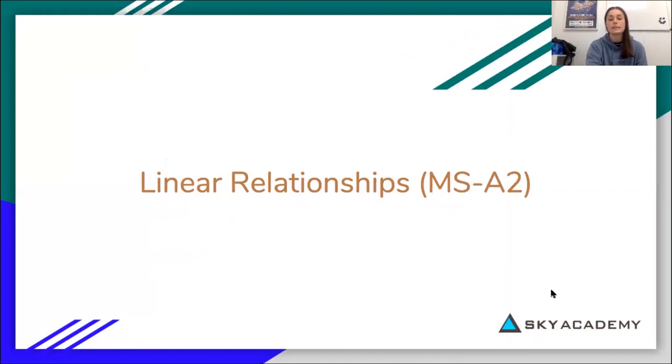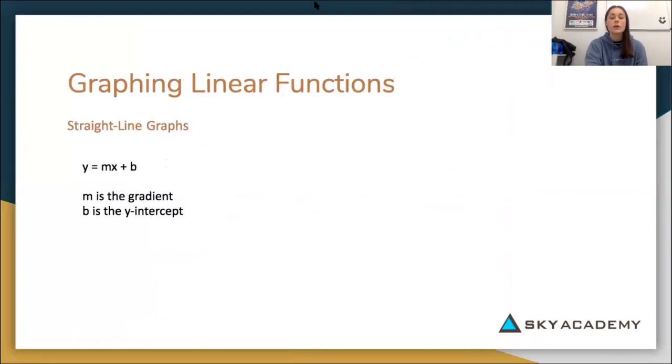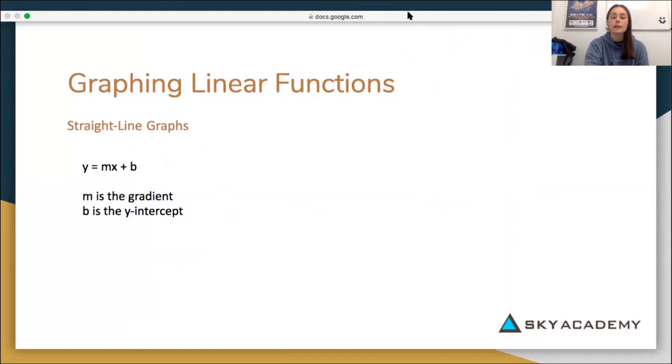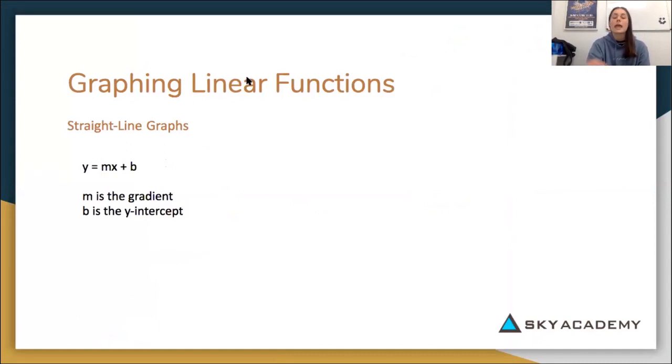So firstly, we're going to look at graphing linear functions, and there are different types of linear functions, so we are going to start with straight line graphs. Hopefully you are all familiar with the equation of a straight line, and the equation of a straight line is y equals mx plus b.